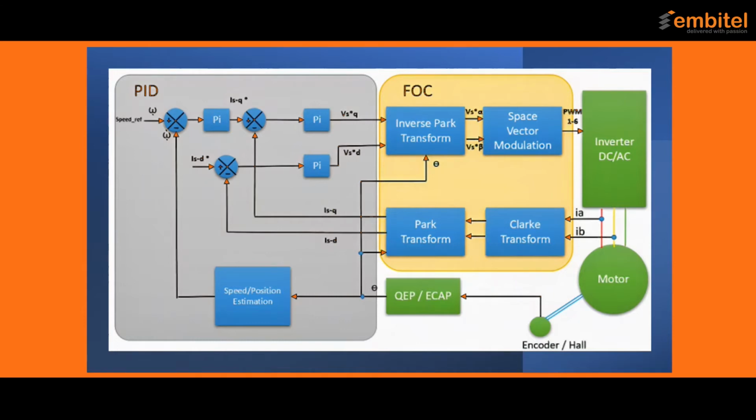Then we are converting the two-phase reference outputs, that is D and Q axis reference outputs, into three-phase reference outputs like A, B, and C reference by doing inverse mathematical transformations respectively. Then we have to do PWM generation. We are doing PWM generation by the space vector modulation method. Now we will see the data that are required for FOC control model development.